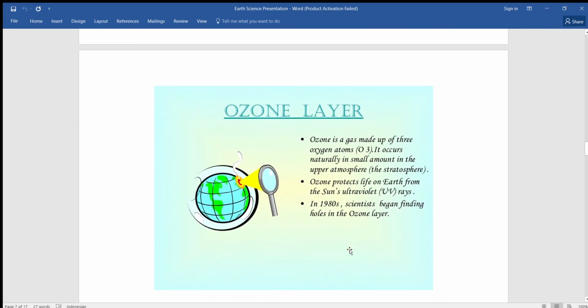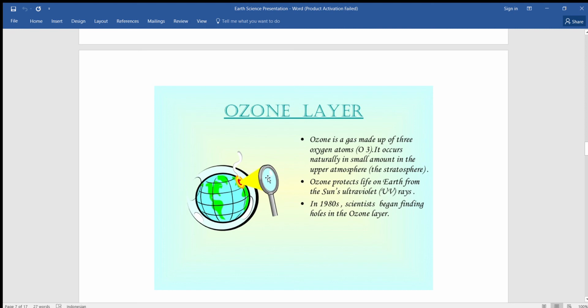So, ozone layer. Pag sinabi nating ozone layer, ang sabi natin dyan is ito yung layer ng ating earth or ng ating atmosphere na contains yung tinatawag nating ozone. Ozone is a gas made out of three oxygen atoms, which is the O3. It occurs naturally in small amount in the upper atmosphere, the stratosphere. So, the ozone natin, or O3, can be found in the stratosphere. Ozone protects life on Earth from the sun's ultraviolet rays.